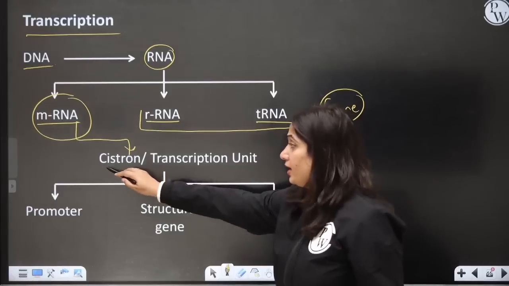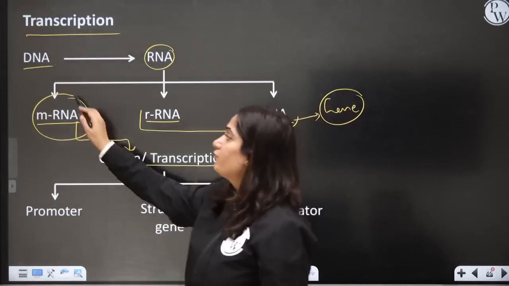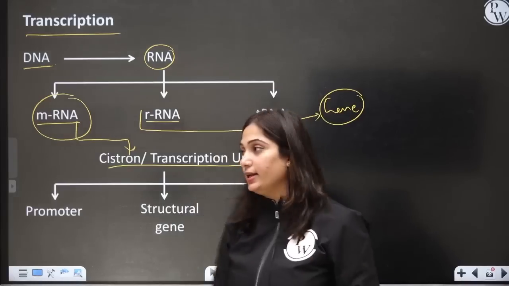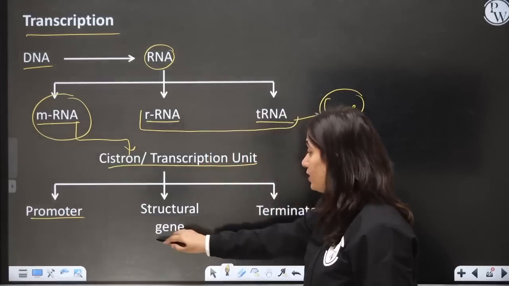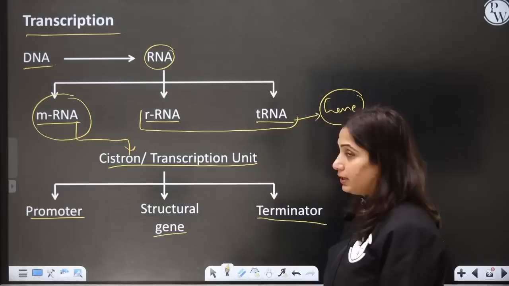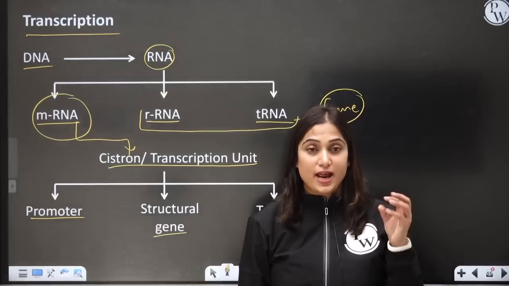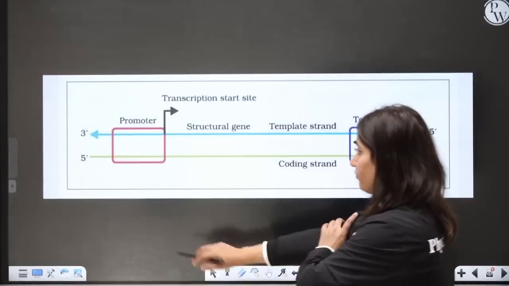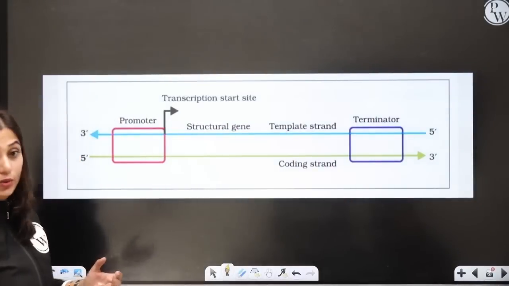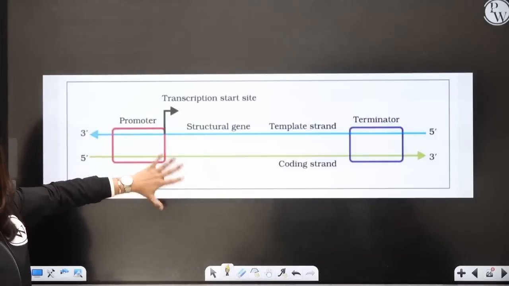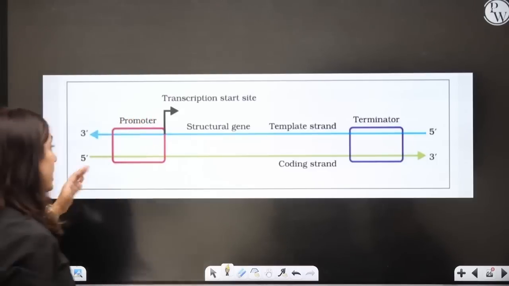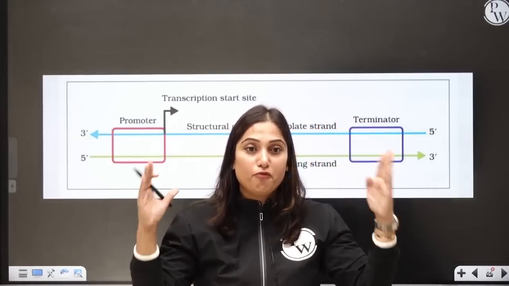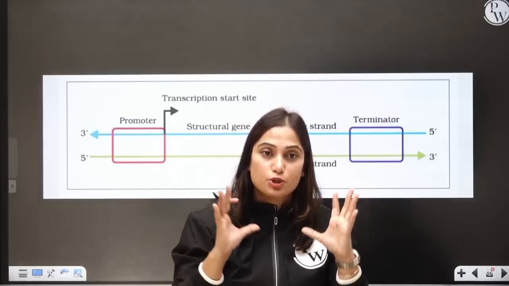The segment of DNA which will be responsible for the formation of mRNA and ultimately the polypeptide chain has three regions in it, that is promoter region, structural gene and the terminator. Promoter region, structural gene and the terminator. So let's see what is a transcription unit. This is a double-stranded DNA, and this is the unit of DNA, the segment of DNA on which the mRNA will be formed, and this is called a cistron or transcription unit.